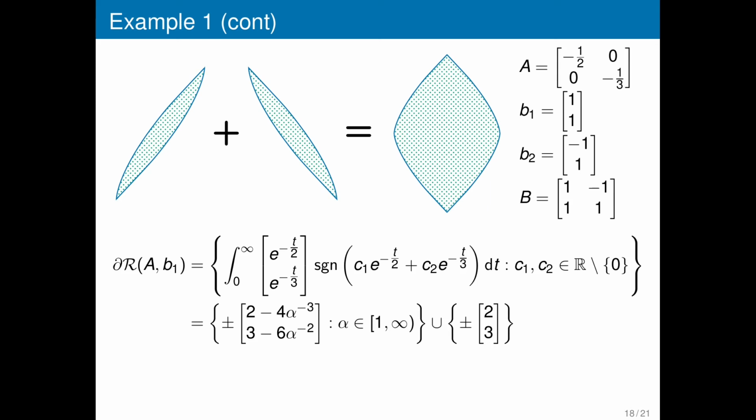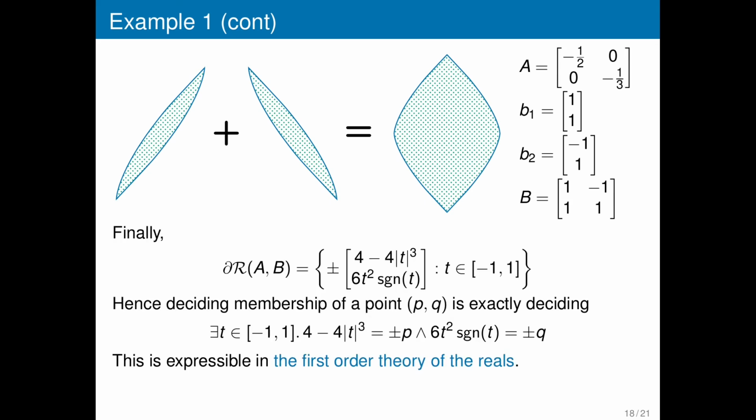In other words, all the complexity disappeared and we can write the equation in the first order theory of the reals. We can obtain a parametric equation for the boundary, and hence deciding membership of a point PQ in the boundary is exactly deciding the following formula. While this formula involves an absolute value and a sine function, it is not very hard to see that it's still expressible in the first order theory of the reals, and therefore the problem is decidable.